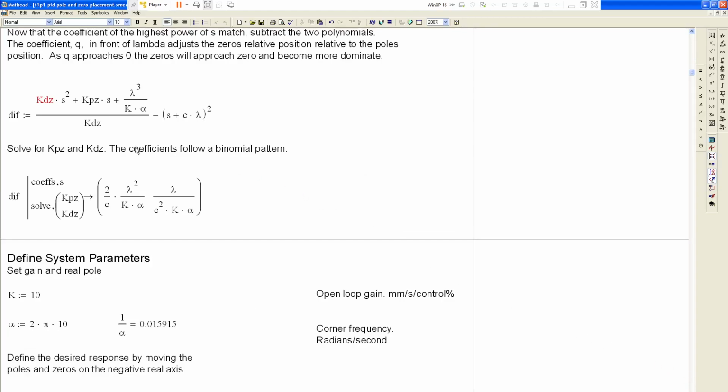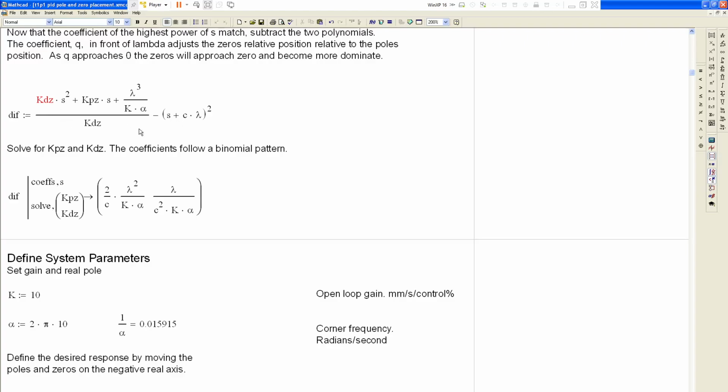So now I'm going to do the same thing that I did before. I have two equations. This is what I desire. So this is where I want to have the zeros. And the zeros are going to be some fraction of lambda, which is where the poles are. So this will allow me to place the zeros on the negative real axis, either closer to the origin if C is less than 1, or farther away from the origin if C is greater than 1.